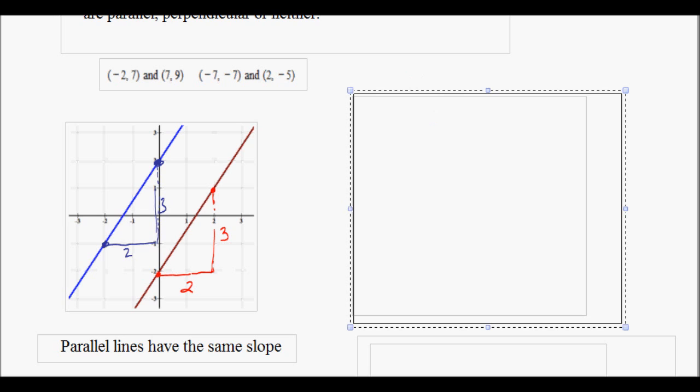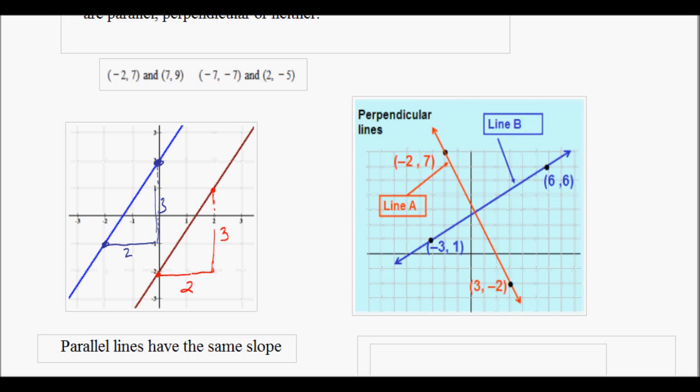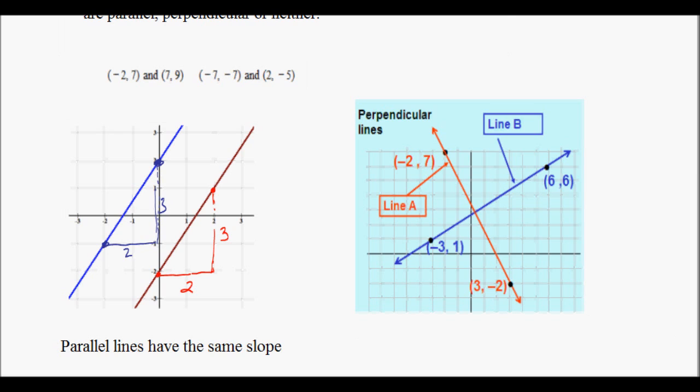Now let's look at perpendicular lines. This is a little more complicated graph because it's not quite as intuitive what's going on with perpendicular lines. These two lines are perpendicular, which means that they form a 90-degree angle. Well, we can see that the blue line has a positive slope. Remember that if the graph is rising as you go left to right, it's a positive slope. This one has a negative slope because it's falling as we go left to right.